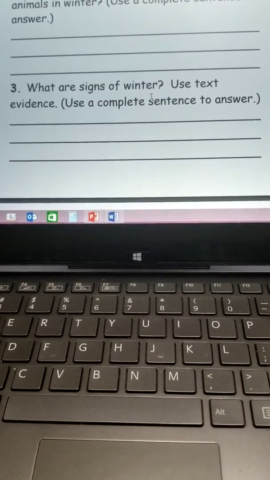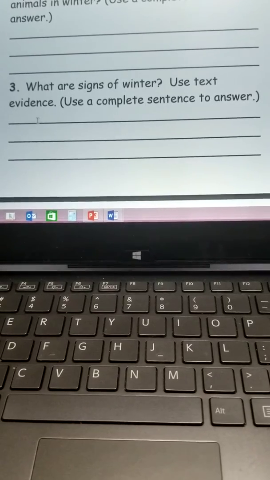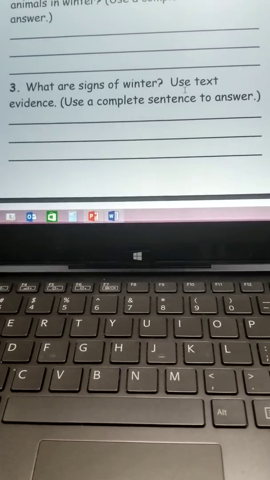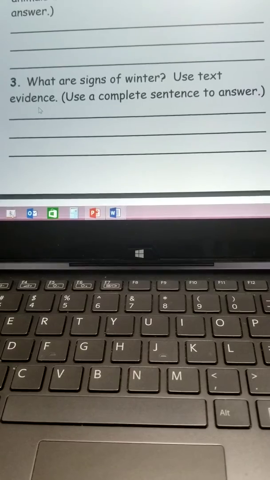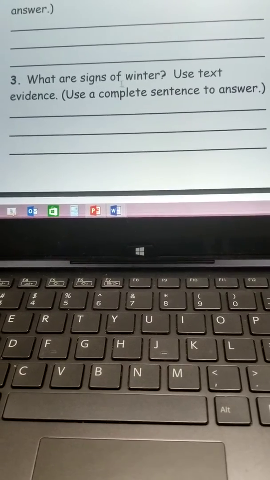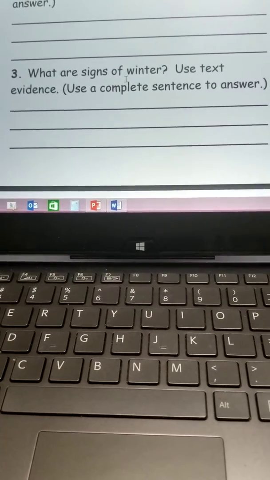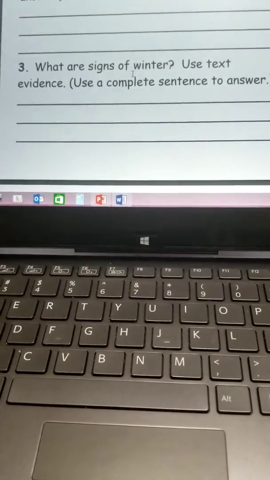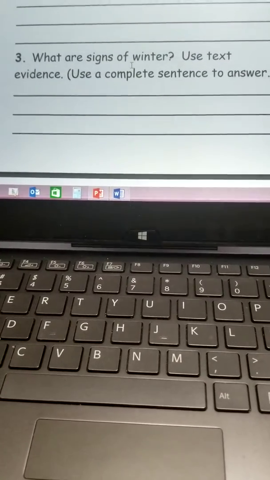What are signs of winter? Use text evidence. That means that you need to show me where in the story there were signs of winter. Copy a sentence from the story so you can show me what the signs of winter are.